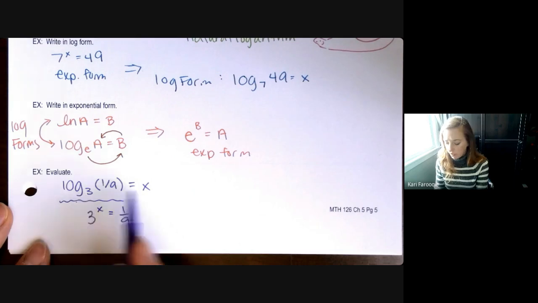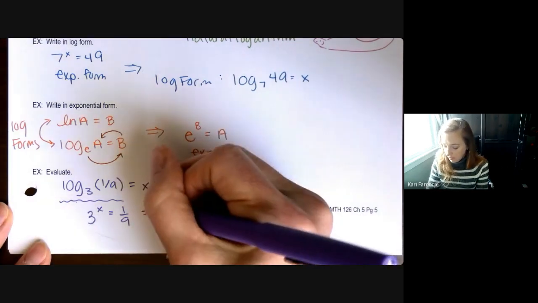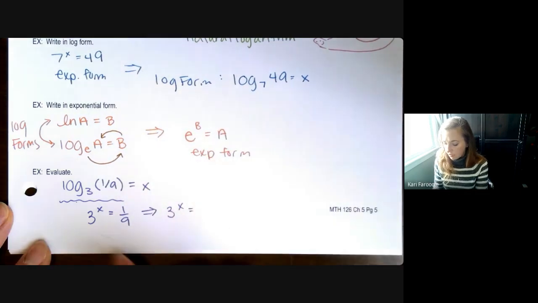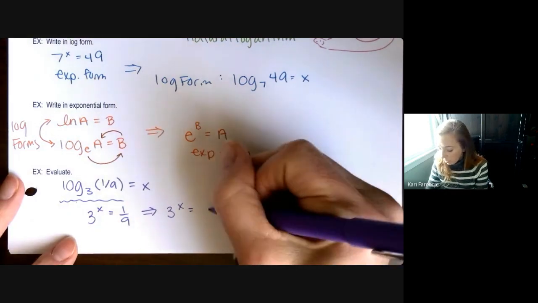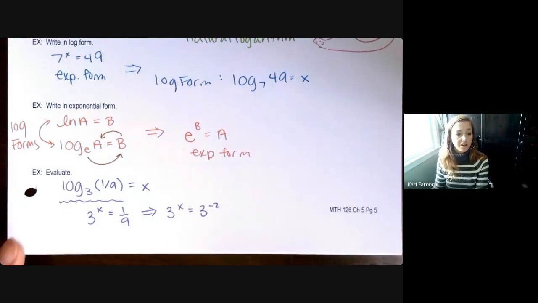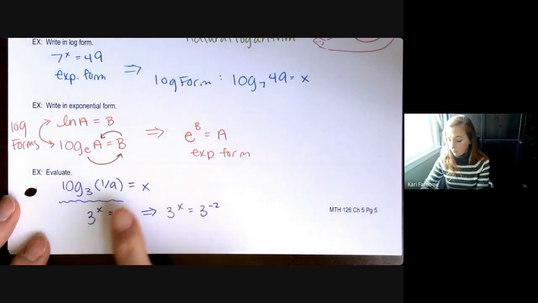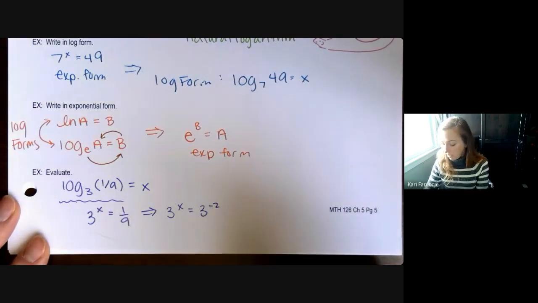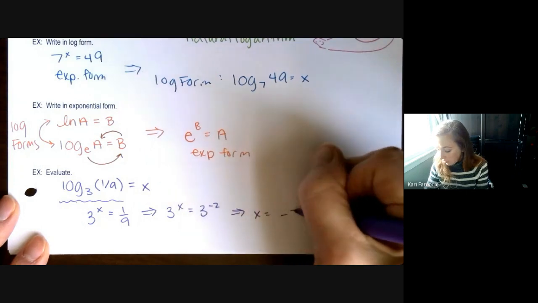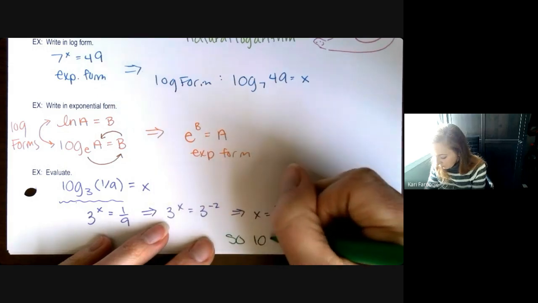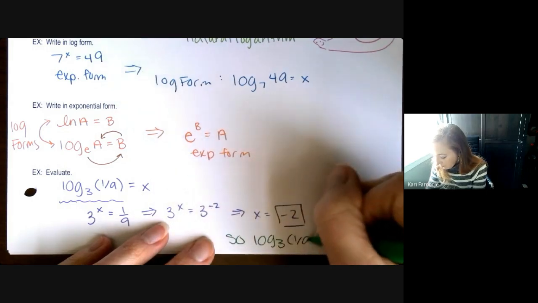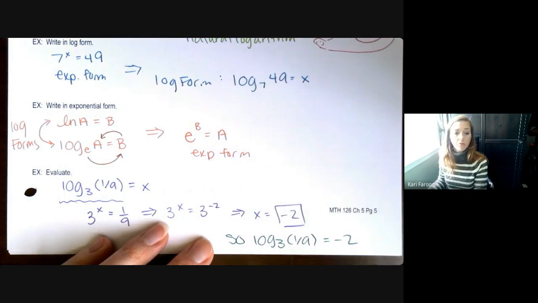3 to the x equals 1/9. The base to the exponent is 1/9. And then I can rewrite 1/9 so that I have the same base on both sides. This is what we did at the end of the last section. So I can write 1/9 as 3 to the -2nd power because it's 1 over 3 squared, which is 3 to the -2nd. And I just have x equals -2. So that means that the log base 3 of 1/9 is -2.